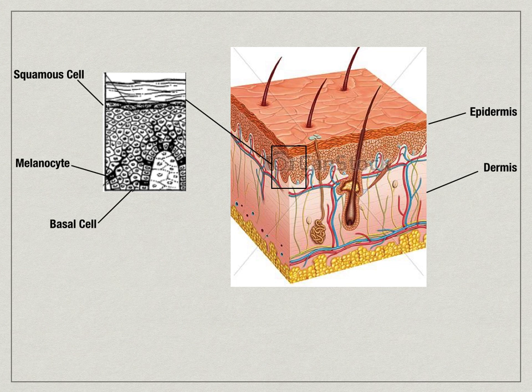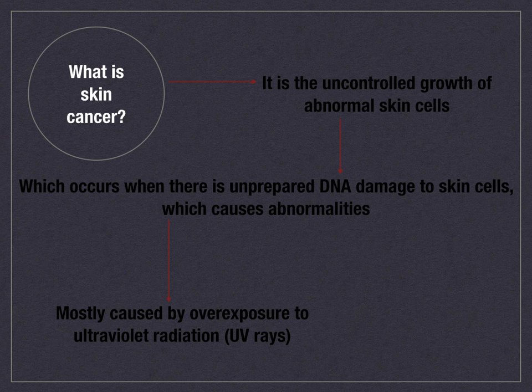So my question to you guys is, what exactly is skin cancer? Well, skin cancer is the uncontrolled growth of abnormal skin cells, which are created when there is unrepaired DNA damage to skin cells, which causes abnormalities and mutations. And DNA damage to skin cells is mostly caused by overexposing the skin to ultraviolet radiation.